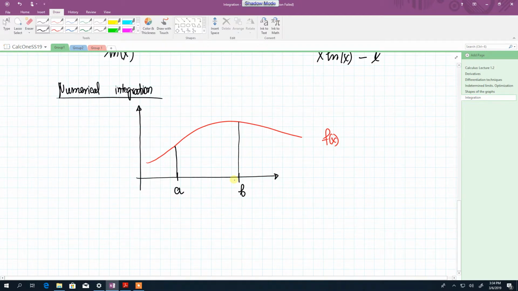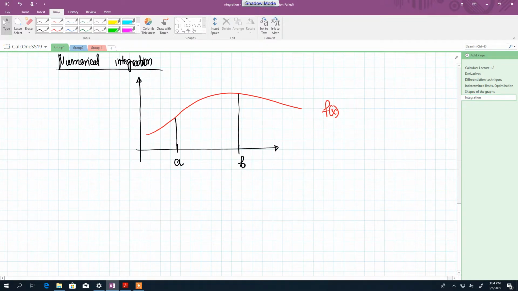The idea was to split this region between A and B into n equidistant small intervals, okay? If I split the interval between A and B into n small intervals, what will be the width of each interval? It is B minus A divided by n. So this will be the width. A plus B over 2 gives you the middle point. B minus A gives you the length between A and B, and you need to divide this length into n.